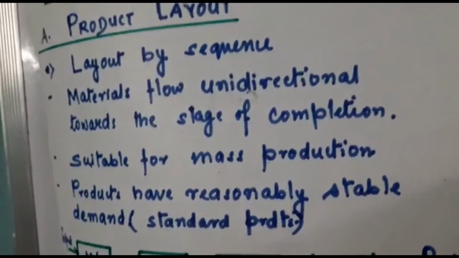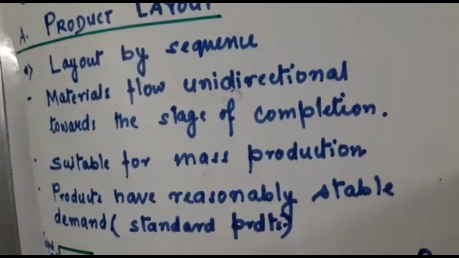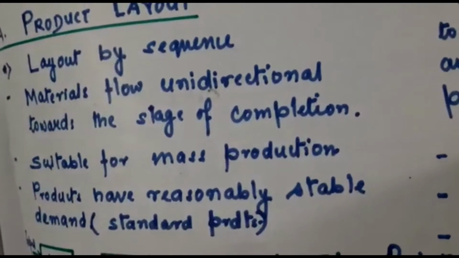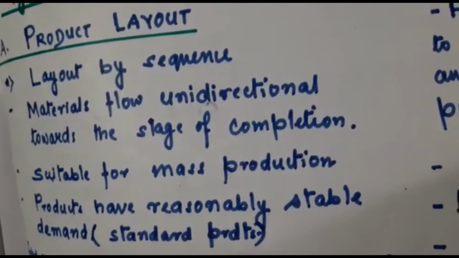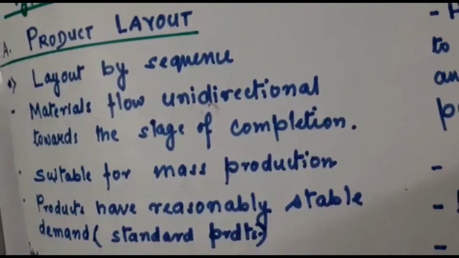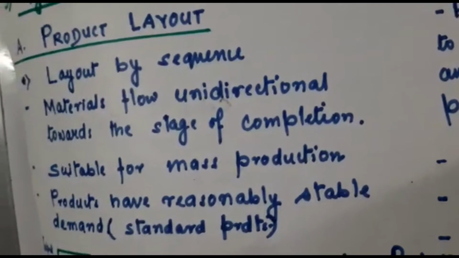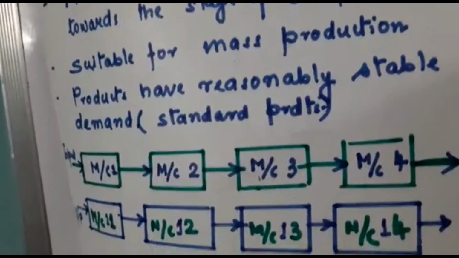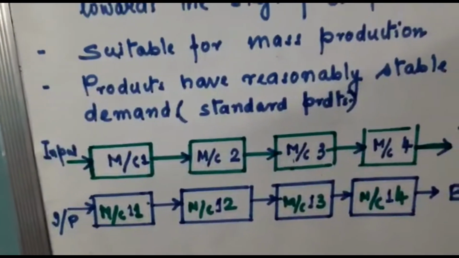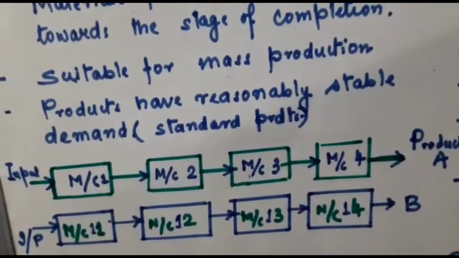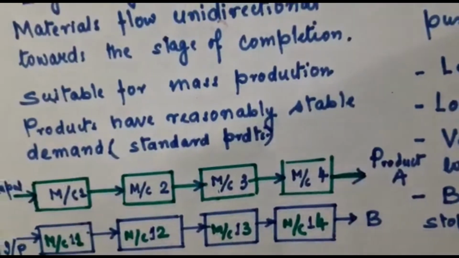So this product layout is used for mass production where products have reasonably stable demand, and it is used for standardized products and not customized products, where products are produced in bulk and stored with the assumption that there will be demand for that product in the market. So that is product layout. So how a product layout looks like, it looks like this. Inputs are coming from one side, passing through all the machines, or it may skip one machine or two machines in between, and then the product comes out from the other side.